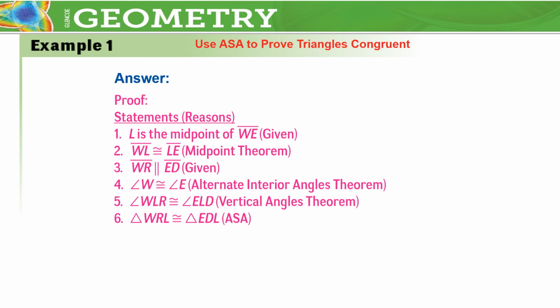So you have two angles and the side between the two angles. Two triangles are congruent. Write your congruency statement. Triangle WRL congruent to triangle EDL, and you have to write angle side angle. Then you have to write the reason and you write your way. Thank you.